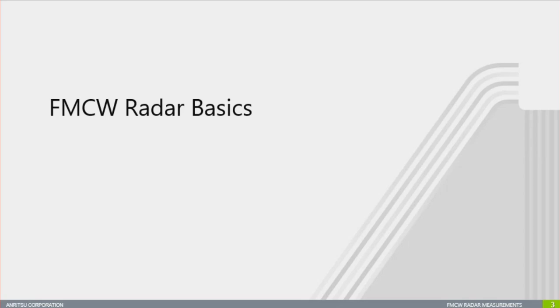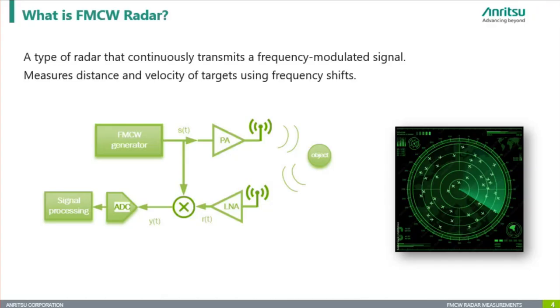So FMCW radar is a frequency modulated continuous wave radar, which is widely used in defense, automation, automotive, and industrial applications due to its ability to accurately measure both range and velocity of a target.